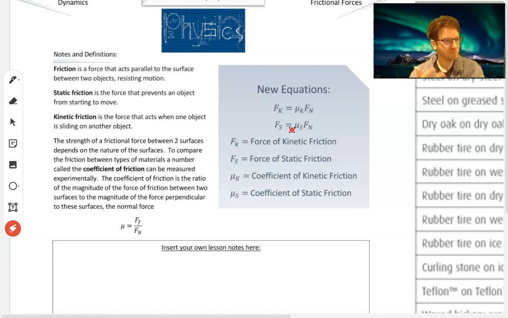Obviously, you can imagine a little thought experiment. The rubber would be a lot harder to slide than the ice. It's like trying to walk on ice compared to trying to walk on pavement, for example. Which one would you be more likely to slip on? Well, it would be the ice, even though the normal force on you in both situations is the same. And so that's where these coefficients come from.